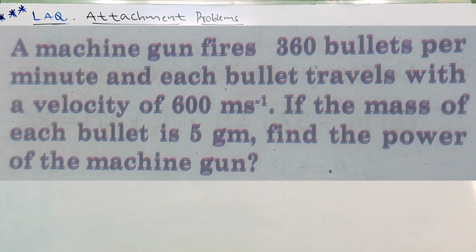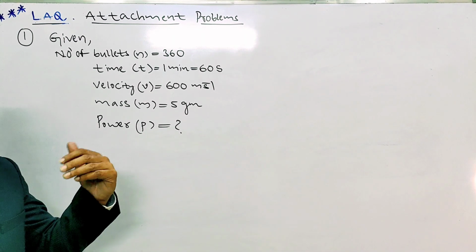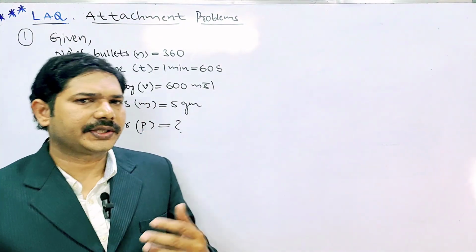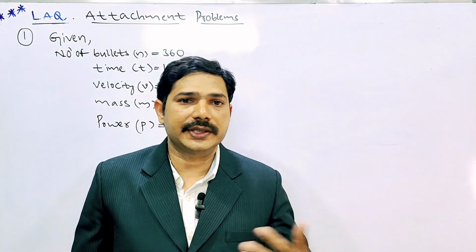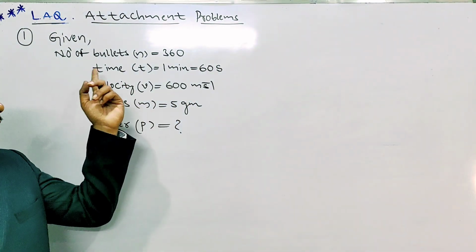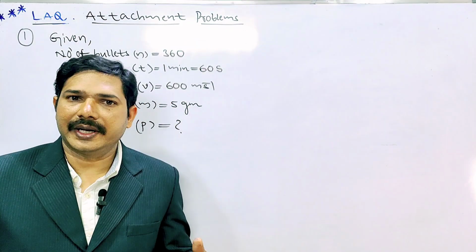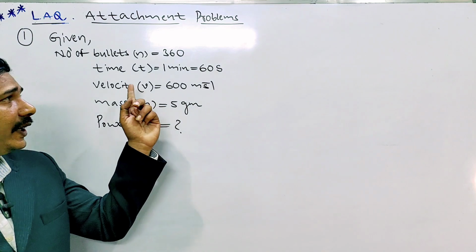A machine gun fires 360 bullets per minute and each bullet travels with a velocity of 600 meters per second. If the mass of each bullet is 5 grams, find the power of the machine gun. In this, the given number of bullets is 360, fired from a gun. So N equals number of bullets equals 360 and time t equals 1 minute, per minute they are saying, so 1 minute equals 60 seconds.